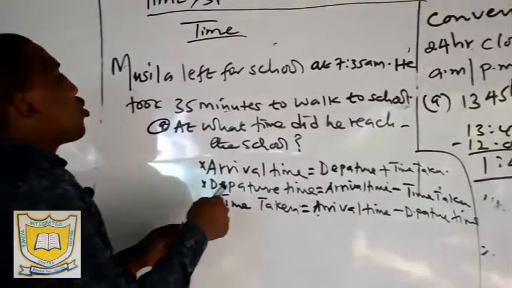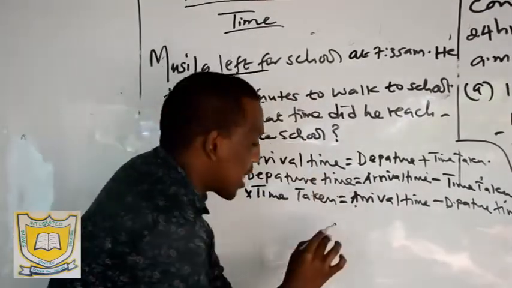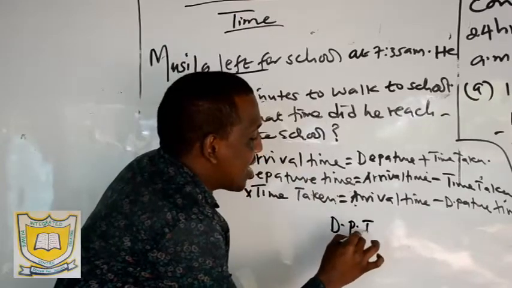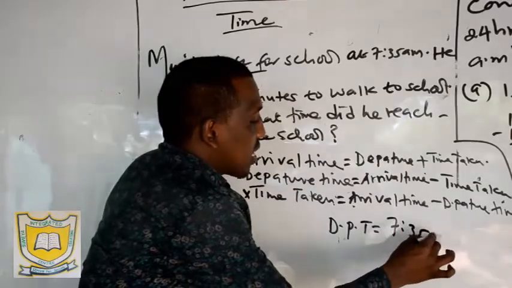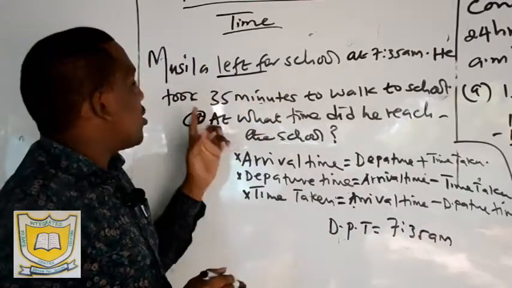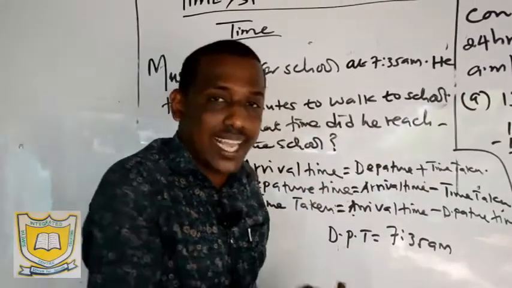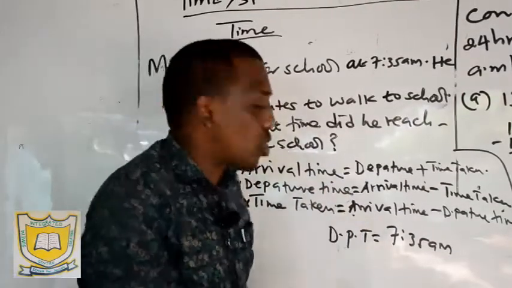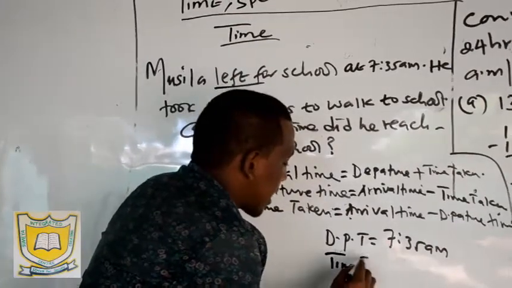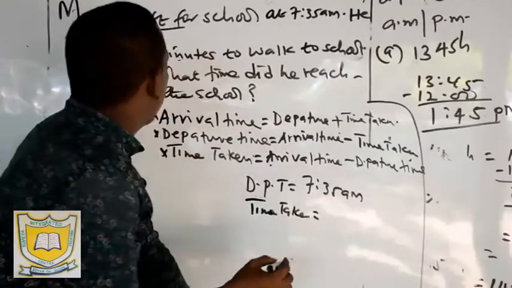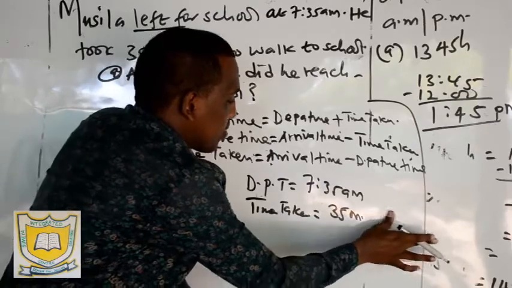Now you are told Musila left. When they say left or start, that's departure time. So our departure time is 7:35 a.m. He took 35 minutes. Took means the time taken; took is the past tense of take. So the time taken is 35 minutes.